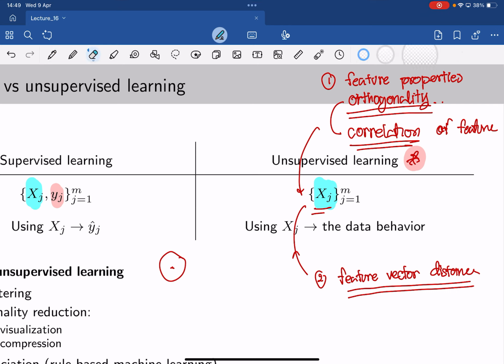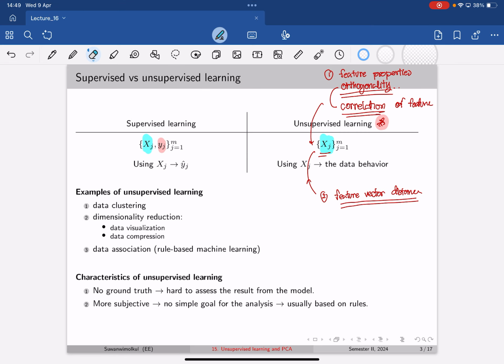So these are the common things that people would do when they are learning a model to extract some signal properties. In fact, there's another operation that we normally do with unsupervised learning that is dimensionality reduction.